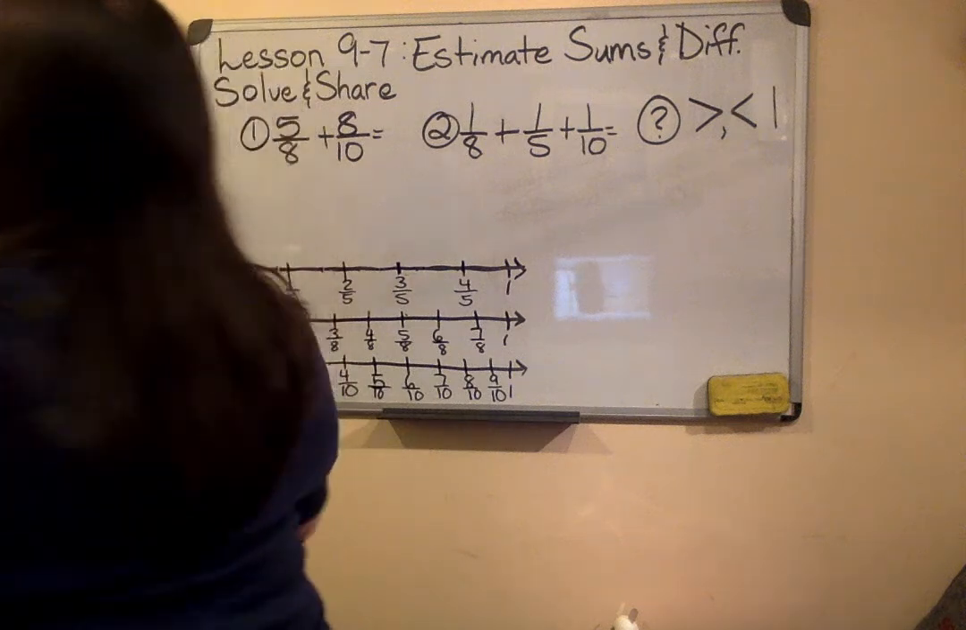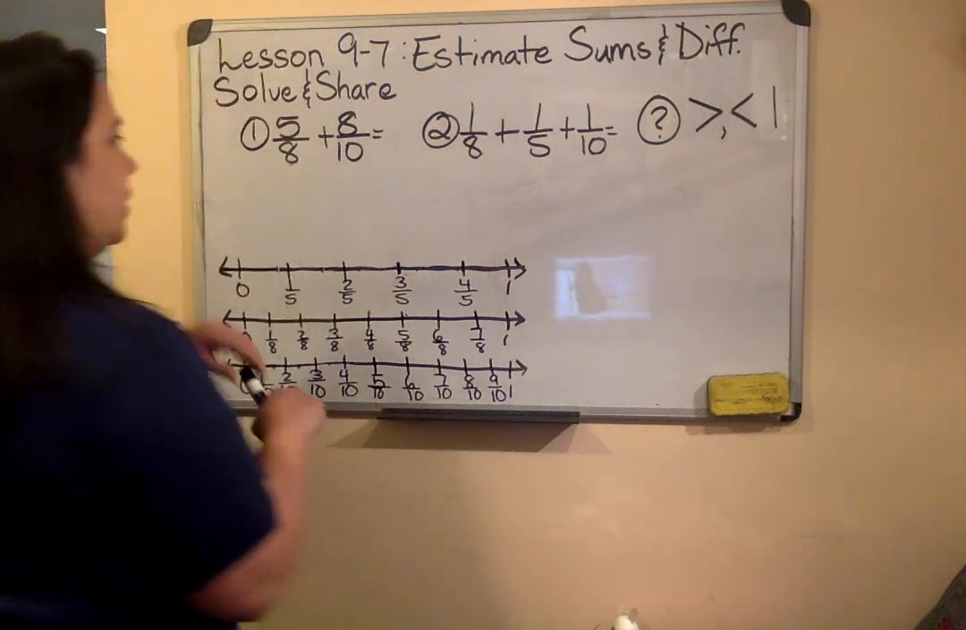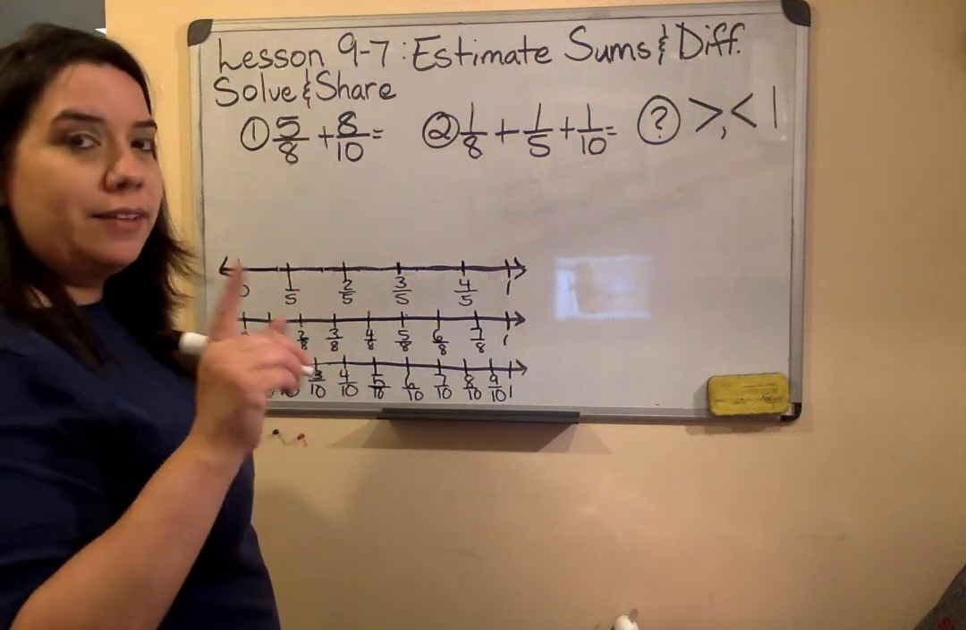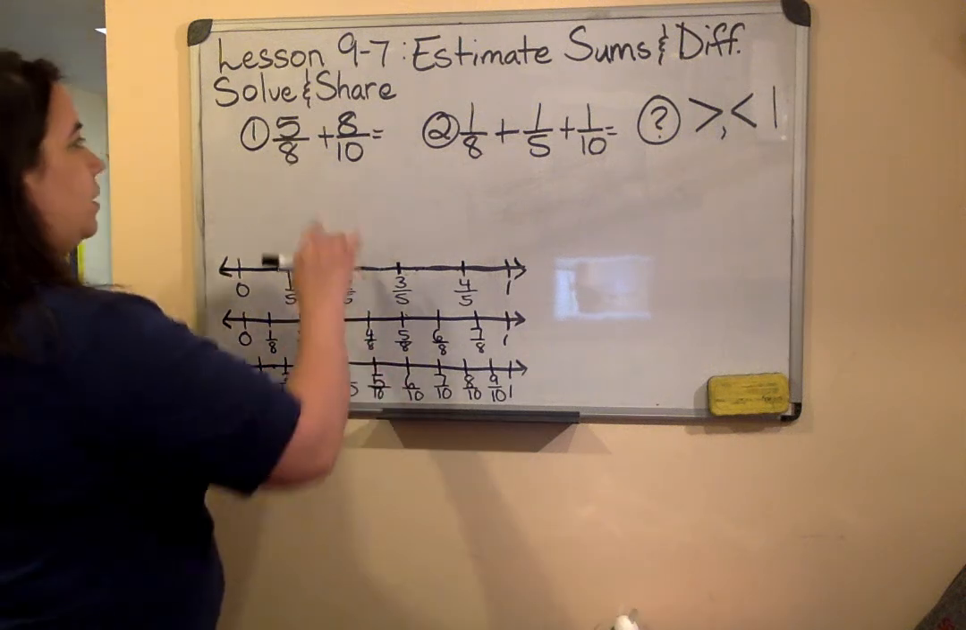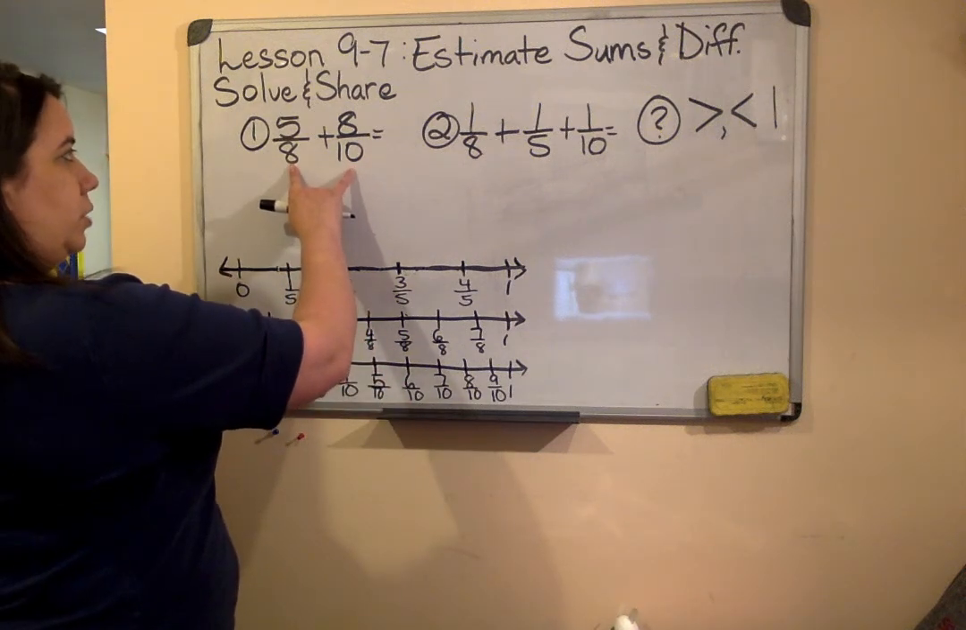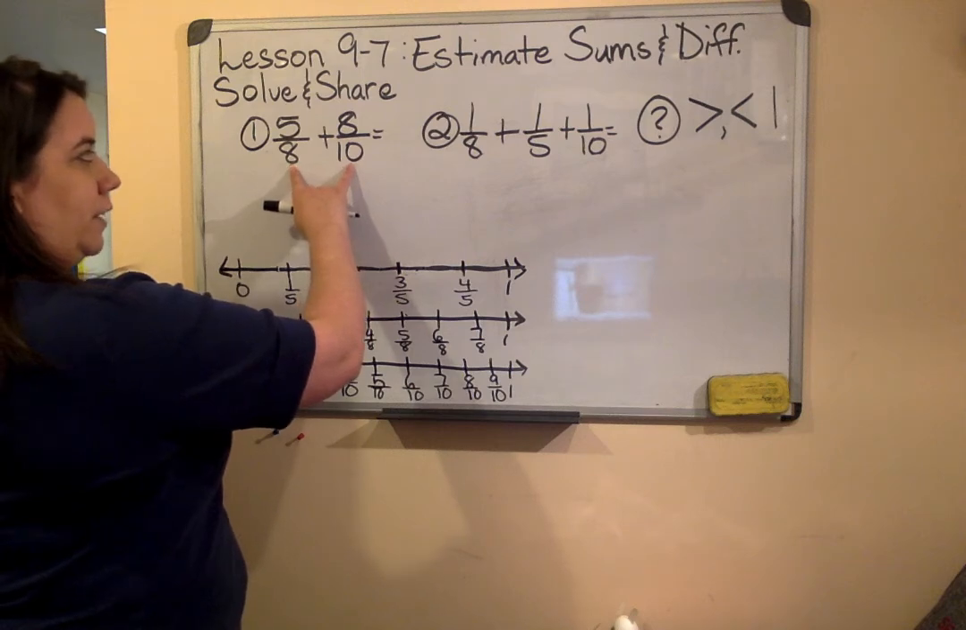So let's take a look. Vamos a ver qué tenemos. So we have to estimar. Tenemos que estimar la suma entre 5 octavos y 8 décimos, 5/8 and 8/10.